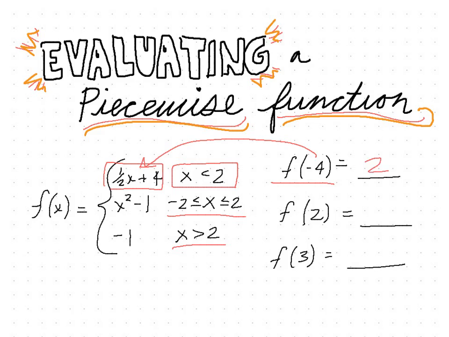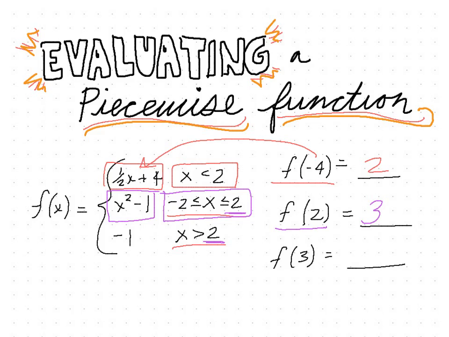F of 2. Alright, so you need to ask yourself, where is 2 on these domain restrictions? Okay, so I'm noticing that I have 2 right here and right here. Basically, I want the part of the domain that includes the 2. So notice this has less than or equal to 2. This has greater than 2. Okay? So we choose this part of the domain to represent f of 2, which means we're plugging x equals 2 into this function. So 2 squared is 4, minus 1 is 3.